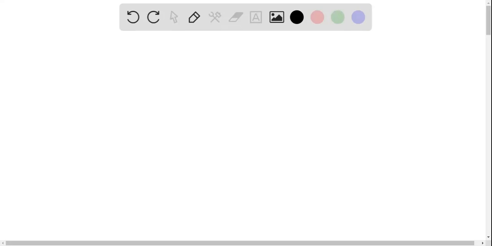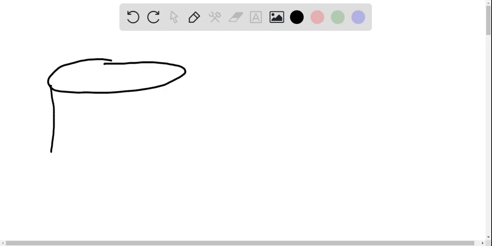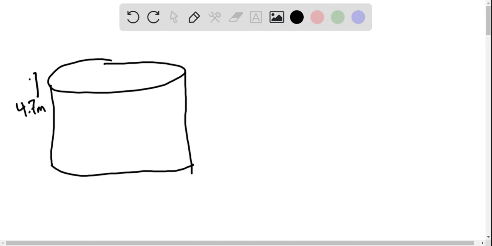Okay, so in this problem, we're going to make some assumptions, right? So we've got this tank, and the tank, we'll say it looks like this. They said it's a very wide tank. So what they're getting at is this is a really big tank compared to the hole at the bottom. So we've got this giant tank, and it's 4.7 meters deep from top to bottom.